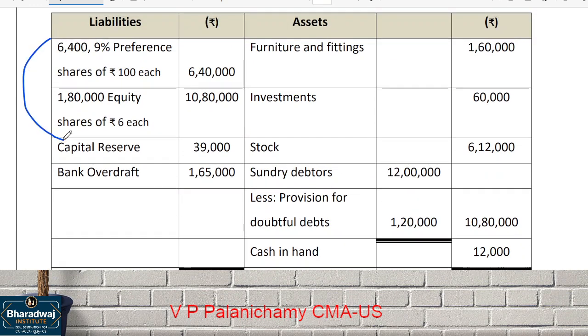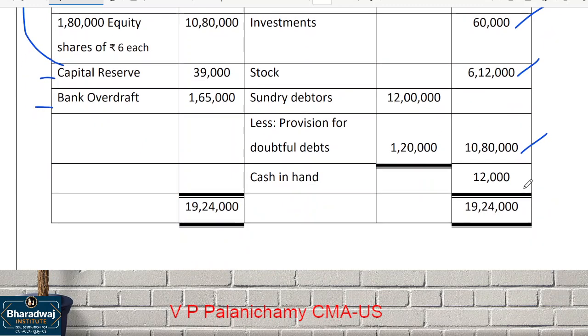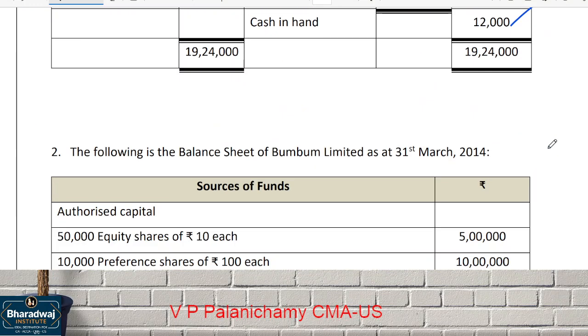This will come under share capital. This will come under reserves and surplus. Bank OD will come under what? Short-term borrowings. Furniture and fittings will come under tangible assets, intangible assets, investments. Non-current assets like investments we will show. Then current assets like inventory, trade receivables, cash and cash equivalents we will tally.